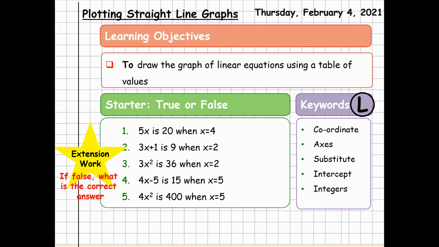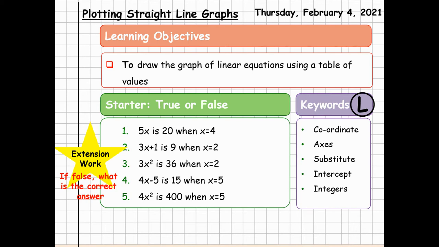So, 5x is 20 when x is equal to 4? True or false? And as an extension, those that are false, can you correct them for me, please? Pause the video, then press play when you're ready to carry on.